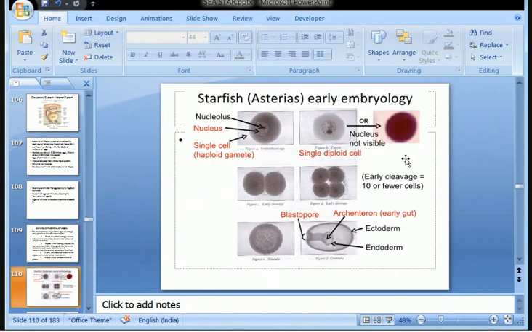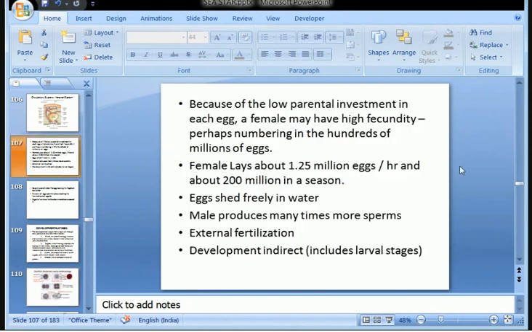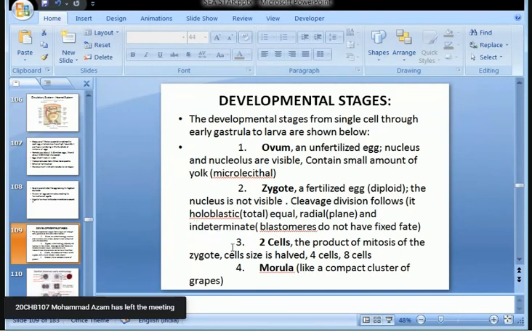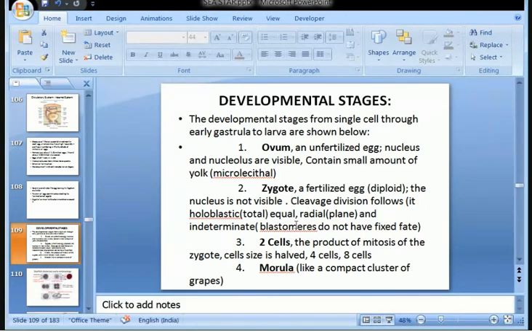The nucleus is not visible here. We are talking about the slide here. That nucleus is not visible in the slide. Then cleavage division follows. We know that the cleavage is holoblastic. It's a mitotic cell division, total division, and equal blastomeres are formed, not the micro and mega blastomeres as you see in some higher animals. Then the plane is radial and it is indeterminate.